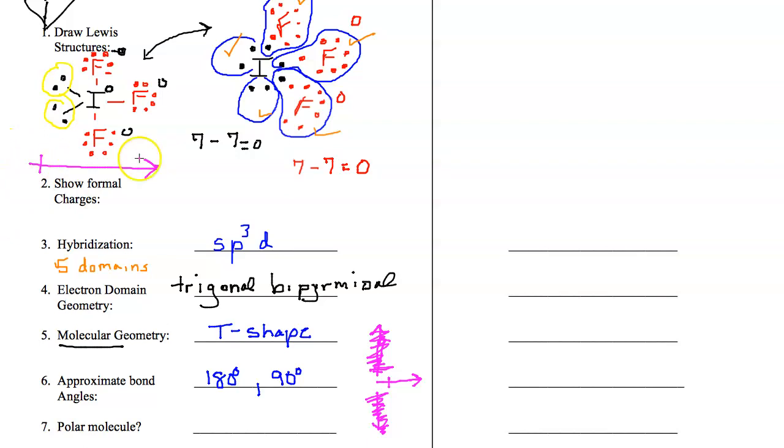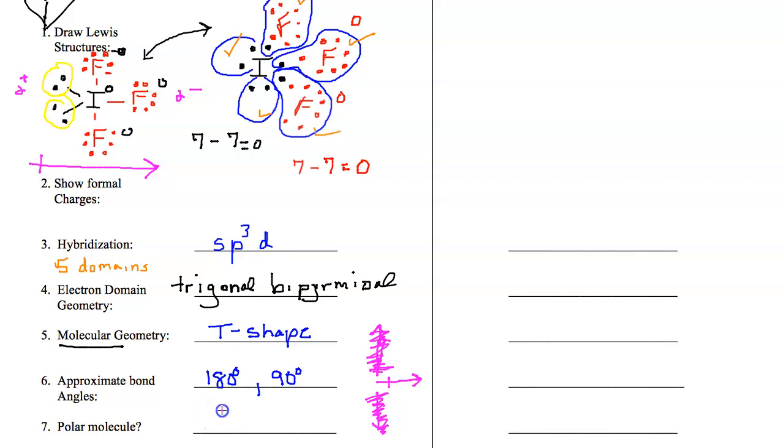So my overall molecular dipole moment points this way, and my partial negative is here, and my partial positive, believe it or not, is right here. Okay? And that's something I probably should have drawn already. Feel bad. But now I'm over it.